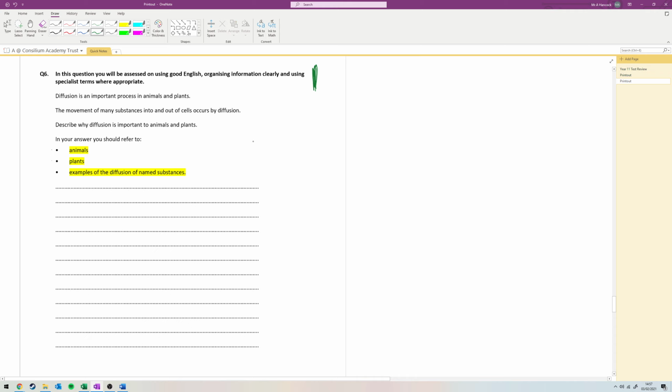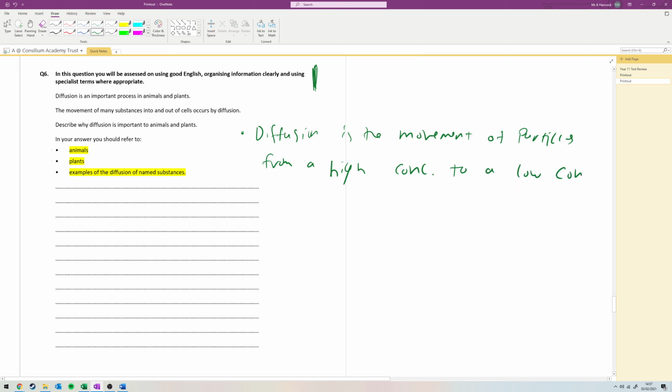So, let's see. To start off with, let me demonstrate to the examiner that I know what diffusion is. So my first point is going to be diffusion is the movement of particles from a high concentration, conc with a full stop is just the shorthand abbreviation of concentration, to a low concentration. Okay, so I've told the examiner I know what diffusion is. That will get me a mark at the very least.